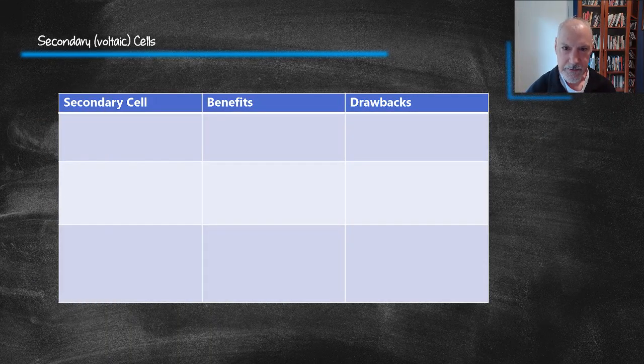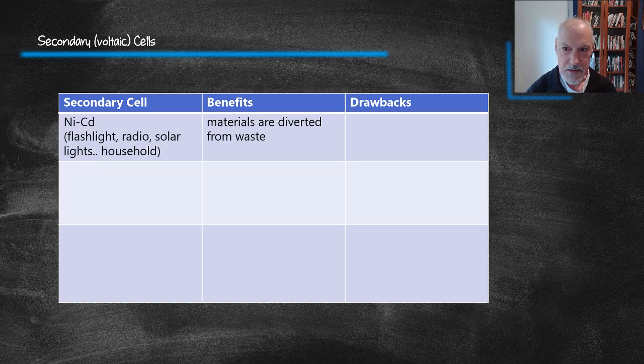Here are a couple of secondary cells we should be aware of and their pros and cons. First of all, the NiCad battery that I covered. You find them often in flashlights, solar lights, household uses. They essentially divert material from waste because you can use them about 20 times before having to replace them. Their main drawback: cadmium is a toxic metal, and they also are limited in how much voltage they can provide, which is usually about 1.2 volts. Remember that the metals involved determine the voltage of the cell.